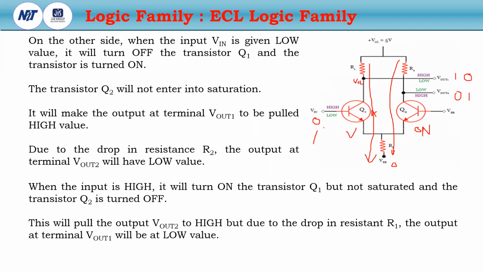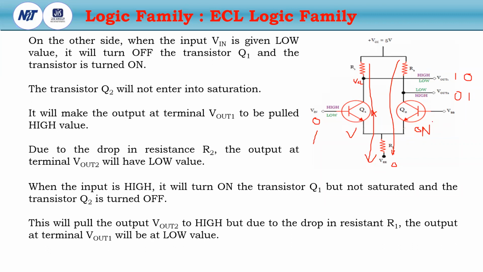So when the V in is 0, then the V out 1 is 1 as the inverter, and it will be 0 as the non-inverting output as a buffer. When it is 1, then Q1 will be turned on, then the V out 1 will be 0. Similarly, the V out 2 will be 1 due to the emitter coupled logic of the Q2. So Q2 will be turned off.